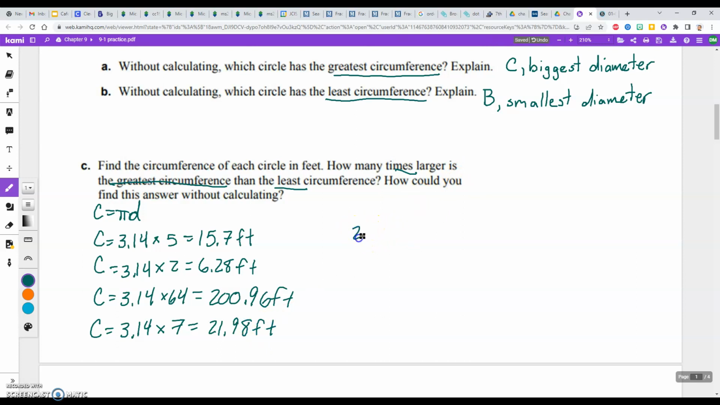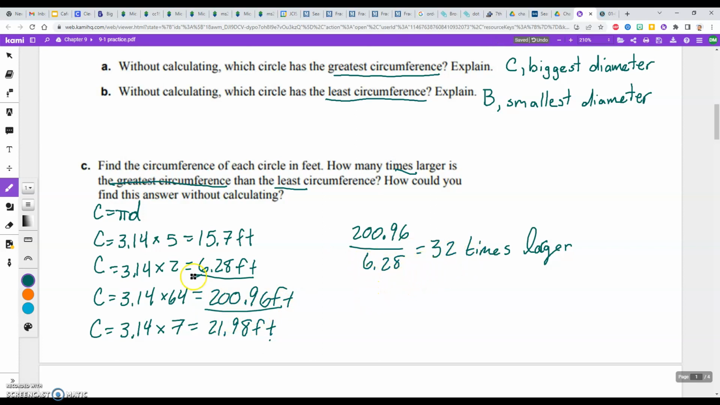We say, how many times larger? So 200.96 divided by 6.28. When we divide, we find that it's 32 times larger, because the smallest one is the second one, and the largest one is the third one. So the third one's 32 times larger.